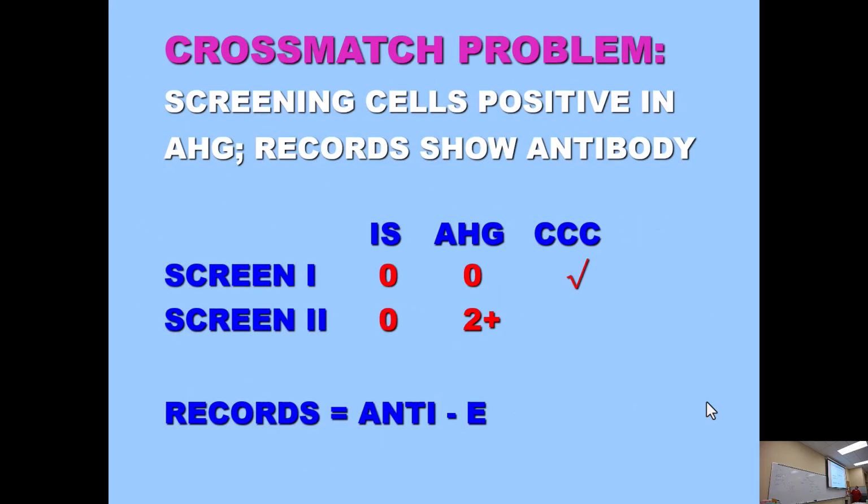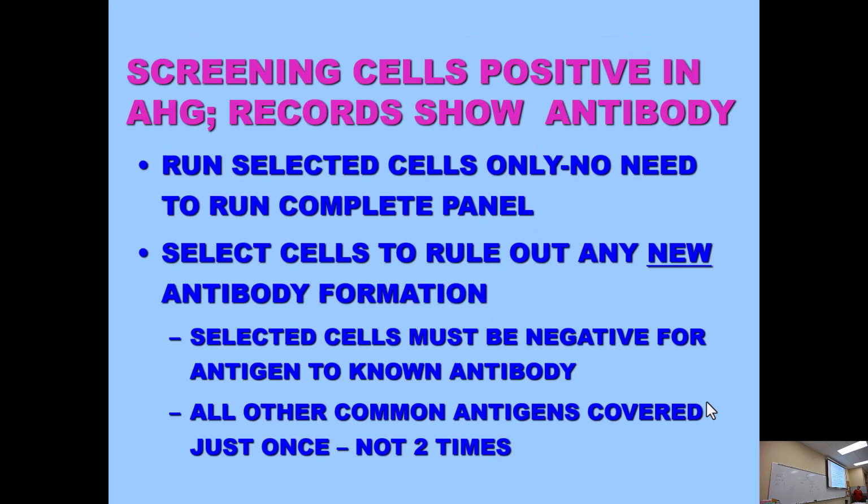So here's one we have. Screening records show a positive in HG. Records show an antibody. So we have a screen positive and we have a record of anti-big E. So in this situation, we can run selected cells only. There's no need to run a complete panel. So what we're going to do is select cells to run any new antibodies. So what we're going to do is select cells that are negative for the antigen we know about.